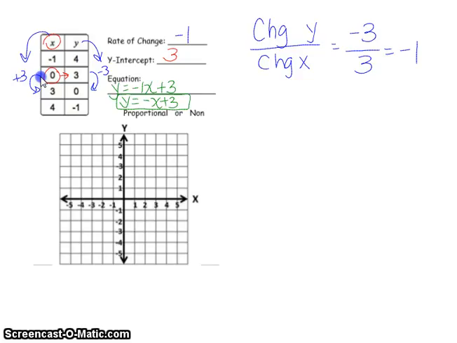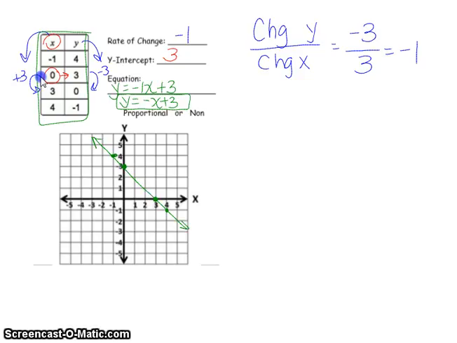Alright, so now I want to graph these points on my graph. So I'm going to plot all of these points that are in my table into my graph. So the very first one is negative 1 and 4, so I go over negative 1 and I go up to 4. The next one is 0 and 3, so I stay at 0 and I go up to 3. The next one is 3 and 0, so I want to go over to 3 and I want to stay right at 0. And my last one is 4 and negative 1, so I want to go over to 4 and down to negative 1. Don't forget to connect your dots. And so we have our graph.